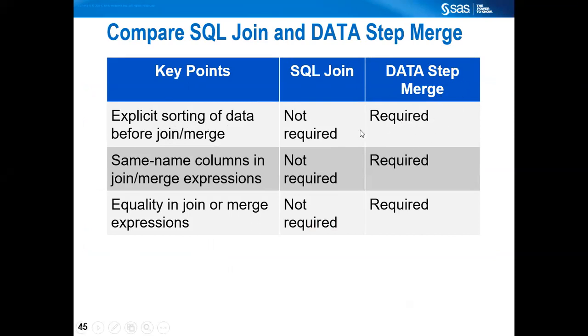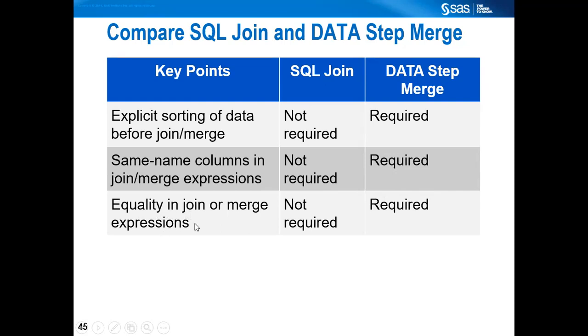Same name columns in merge or join expressions in SQL also it's not required. In case if it's ID or suppose customer ID, of course, whenever you are joining, you tell that customer ID or ID both are same, correct? But here with data step, the column names should be same, right? If not, then you'll have to rename them if you remember.